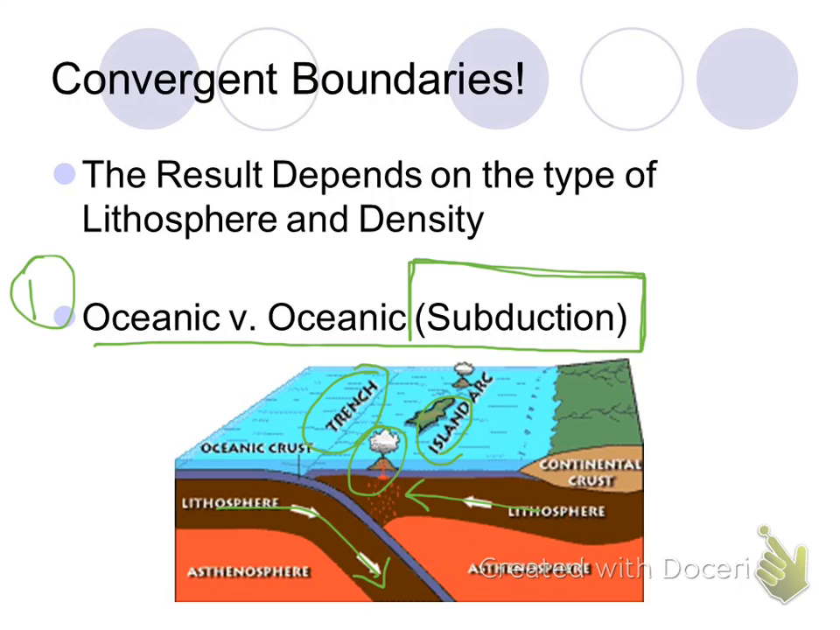Miss Wilson says divergent boundary. Miss Wilson says convergent boundary. Miss Wilson says convergent oceanic versus oceanic. Okay. Wait, what do you say again? Subduction. One goes underneath the other.